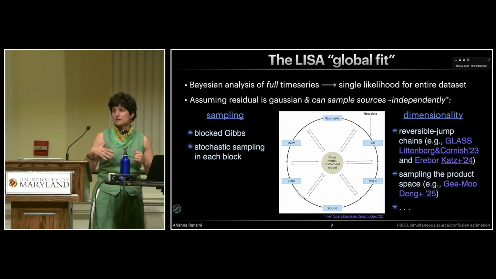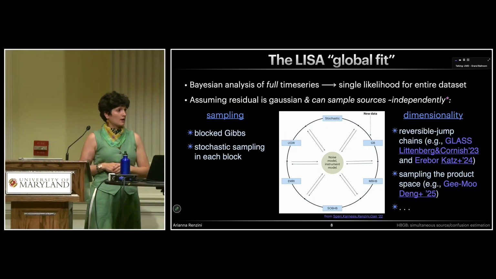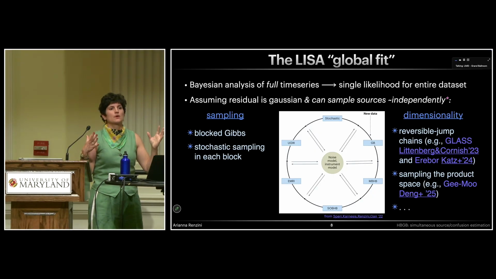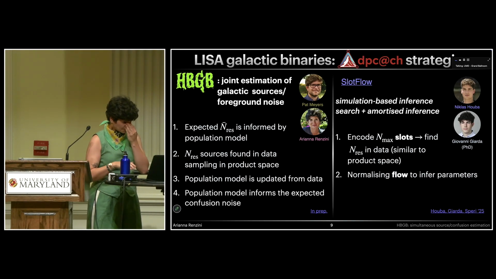So one thing you can do is reversible jump MCMCs. Several of the current global fit pipelines are based on that. Or you could do something that is very similar. You could sample product space. I'll be talking about that in just a minute, but just so you know, formally there shouldn't be really any differences in terms of the output. It's just a different way of running your sampling within the likelihood.